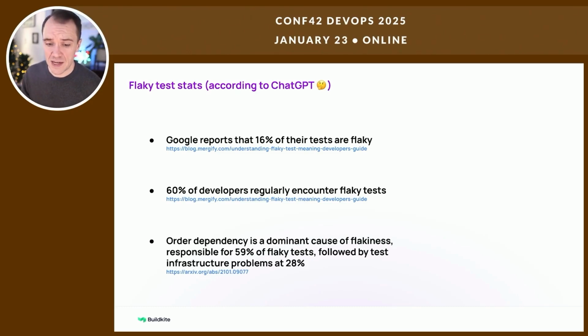So based on my experience working with, again, hundreds or potentially even thousands of customers, my anecdotal take would be that 16% of tests being flaky is probably about right, based on what we see with customers, give or take. 60% of devs encountering flaky tests, I'd say that stat seems a little bit optimistic, to be quite honest. My feeling is that it would be something close to 100%, maybe. Not necessarily 100%, but certainly higher than 60%.